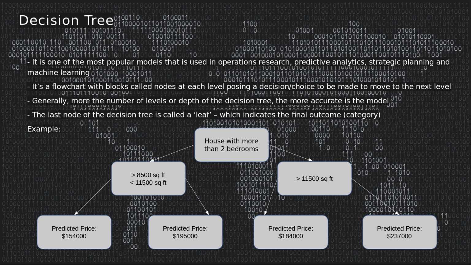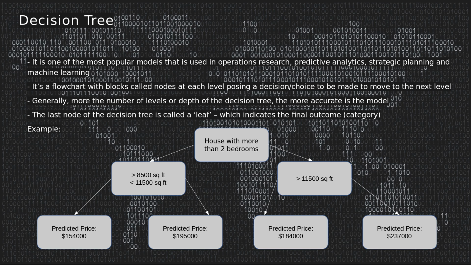Now at a high level, a decision tree is some sort of a flow chart where each block, which is also called a node, has some sort of decision or choice to be made. Each block poses a question, and there could be two possible outcomes, and according to the outcome we choose, we move further down the tree. All these nodes eventually form levels in the decision tree.